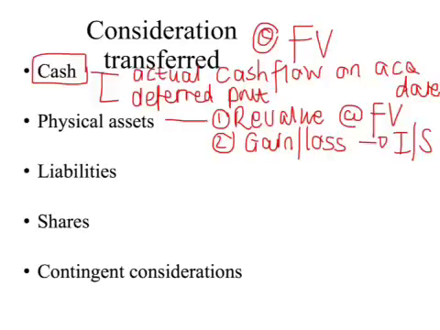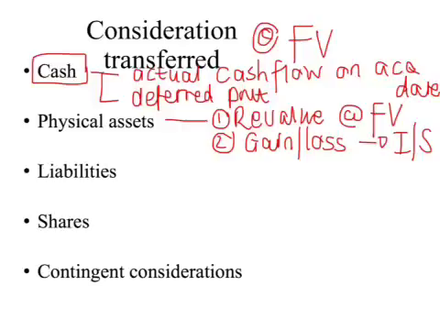Okay, then we can also have a situation where liabilities are undertaken by the acquirer, and that's best measured by just calculating once again the present value of the expected future cash flows. So just a fair value calculation that we need to do.